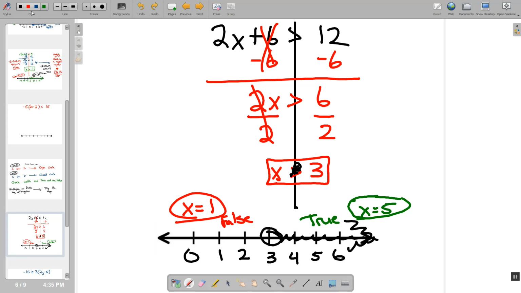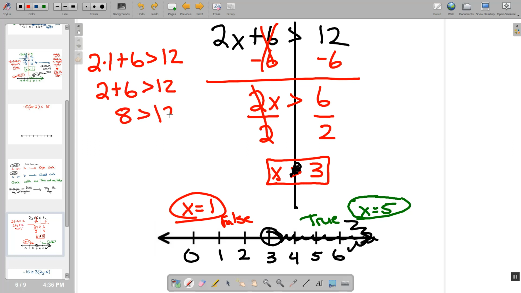So let's do the false one first. I plug it back in here for x. So I get 2 times 1 plus 6 is greater than 12. 2 times 1 is 2. 2 plus 6 is 8. Which is not bigger than 12. Therefore, we have our false statement.